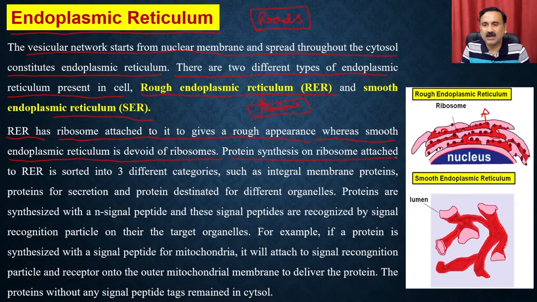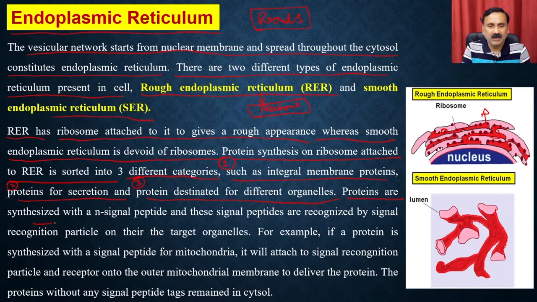Protein synthesized on the ribosomes attached to RER is sorted into three different categories, such as integral membrane proteins, proteins for the secretions, and the proteins designated for the other organelles. So the protein being synthesized inside the endoplasmic reticulum actually falls under three different categories. Number one is the protein which is a part of the integral membrane proteins. Number two, the protein which is for the secretions. And number three, the protein which is for the different organelles.